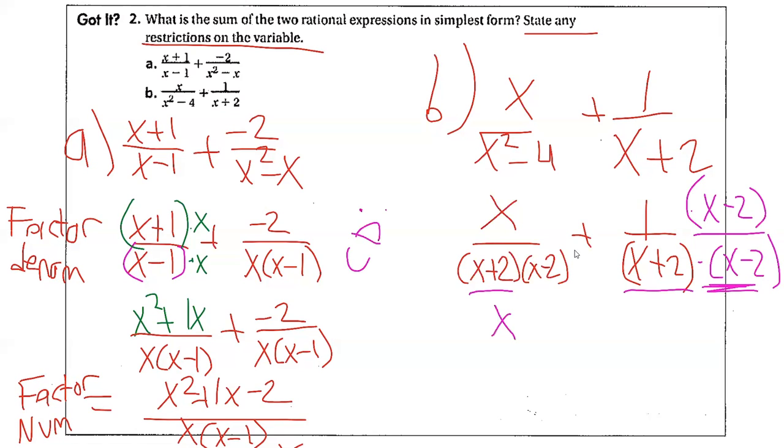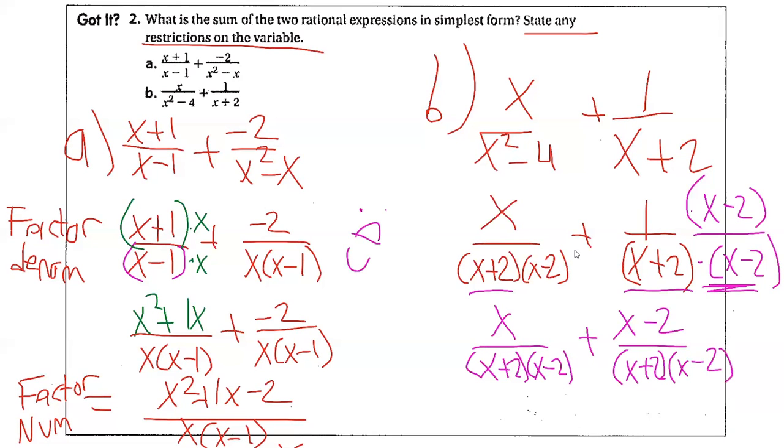So this first fraction, we're not changing anything, so I'm just going to copy that down. But the second fraction, if I multiply that 1 times x minus 2, that's just going to be x minus 2 on top. And then we'll have the same denominator. So now that these fractions have the same denominator, we can add them. And remember, when you add fractions with the same denominator, you just add the top, keep the same bottom. Like 1/2 plus 2/2 is 3/2.